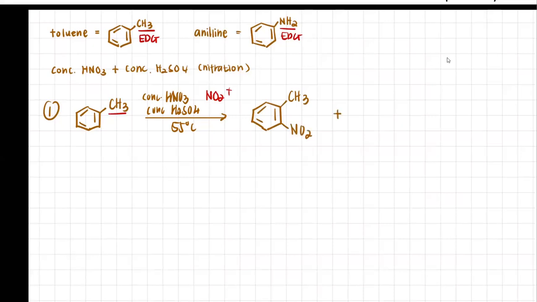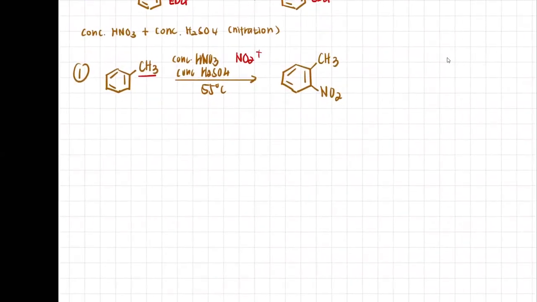Okay, we're going to do ortho position. Okay, now show the mechanism. The mechanism is the same as the previous one. So we have HNO3 and H2SO4 react with HOSO3H.